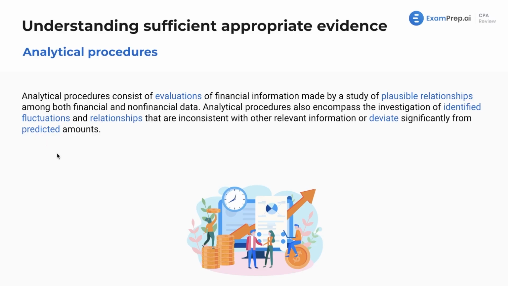So both revenue and accounts receivable should be in correlation with each other. What's the normal journal entry there? We debit accounts receivable, we credit revenue. So as such, they should be pretty similar over a certain period. If they're not, we can use analytical procedures to detect that and then further conduct some sort of audit testing to come to a conclusion of what happened.